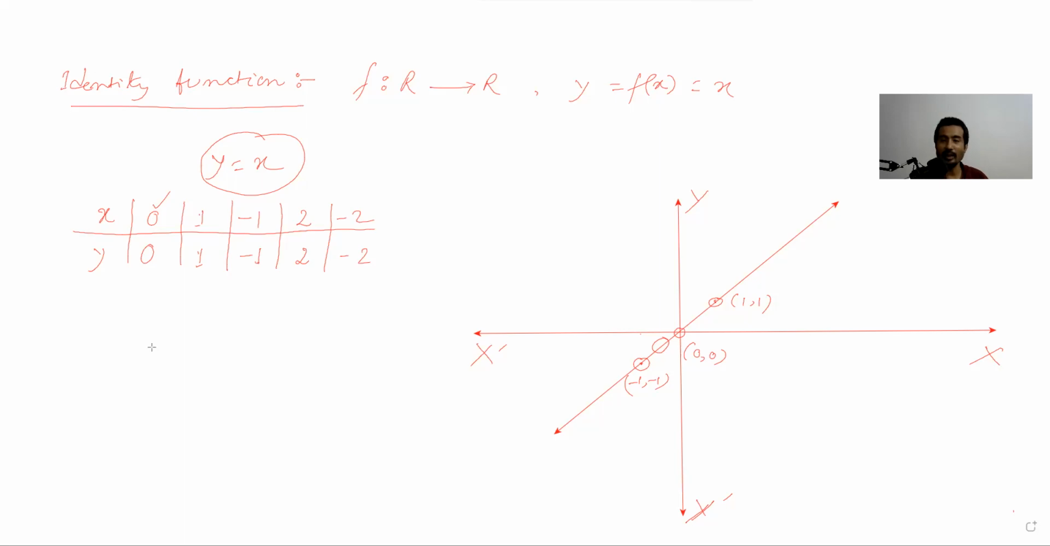Nice. I think you have understood this beautiful example of the identity function. We have, of course, so many functions to explain. Let us take some more examples. One more example I want to take is the modulus function. This is another beautiful function of mathematics, the modulus function.